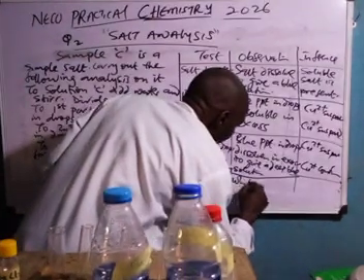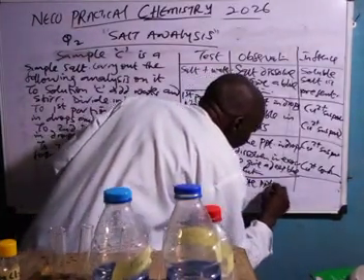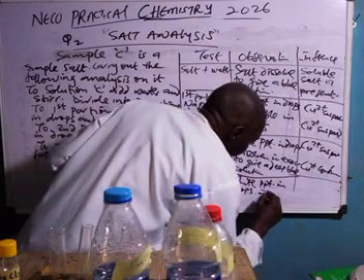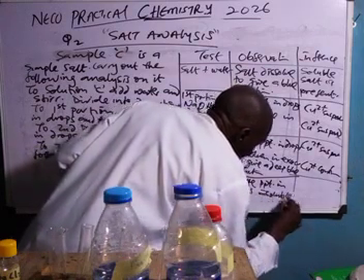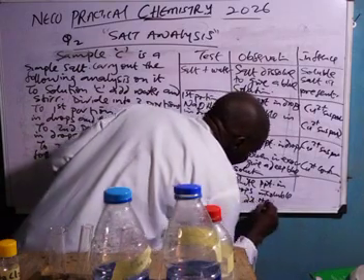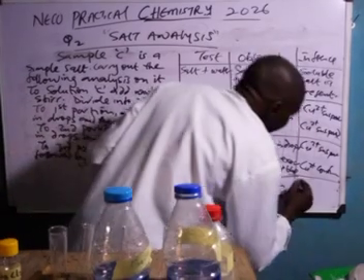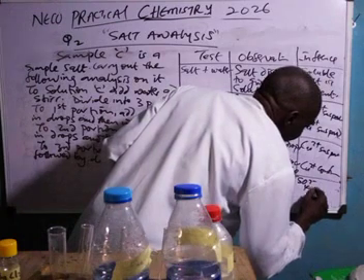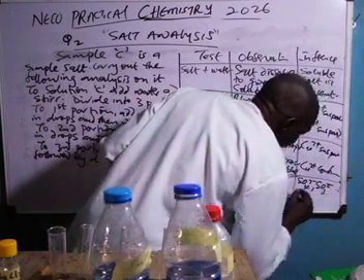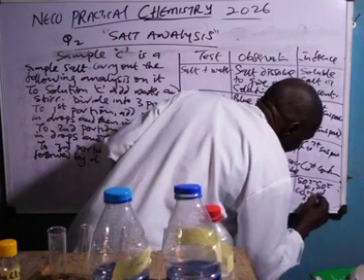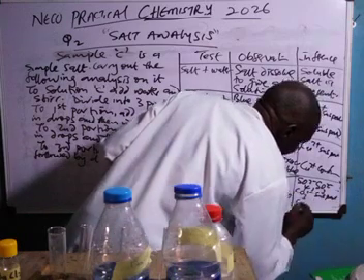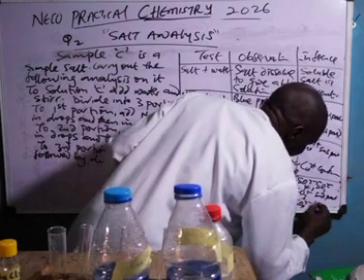Observation: white precipitate in drops, insoluble in dilute HCl. Because it's in drops, we have SO4 2-, SO3 2-, CO3 2- suspected. In here, SO4 2- is present.